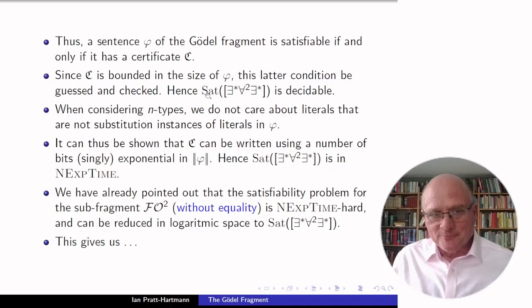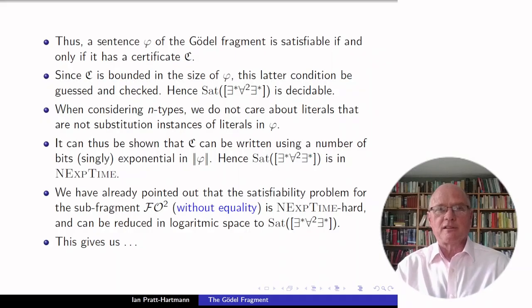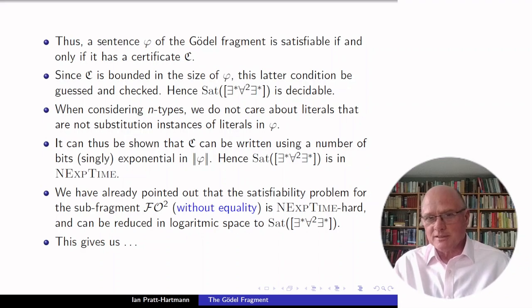So, what have we shown? A sentence phi of the Gödel fragment is satisfiable if and only if it has a certificate C. Since C is bounded in the size of phi, the latter condition can be guessed and checked. So clearly the satisfiability problem for the Gödel fragment is decidable.